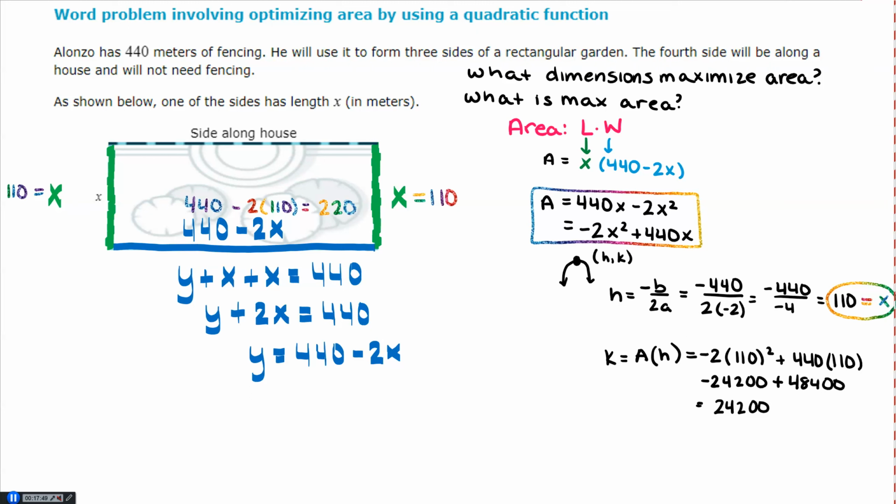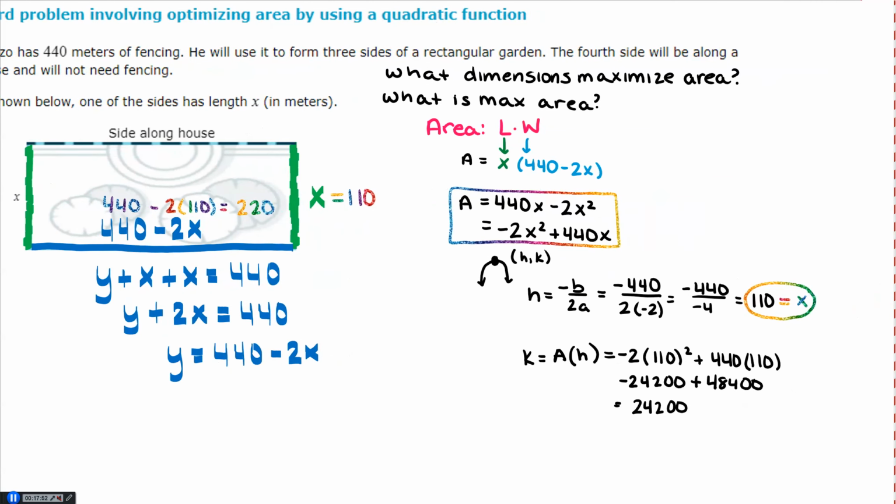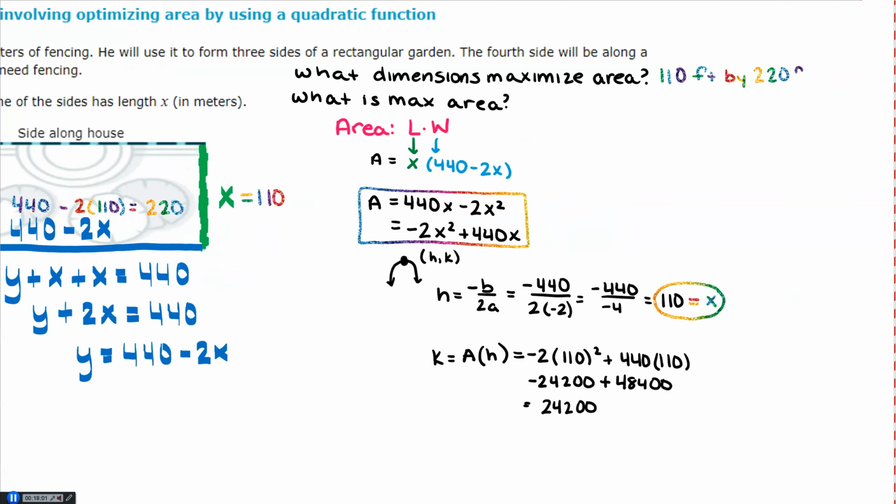So what are the dimensions that maximize the area? 110 feet by 220 feet. And what is the area? Well, the output of our function was the area. So this guy here is the area, which is 24,200. So the max area is 24,200 square feet.